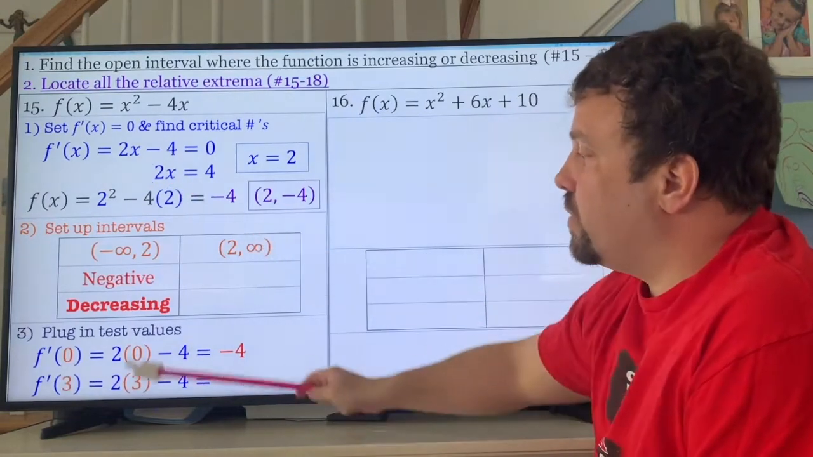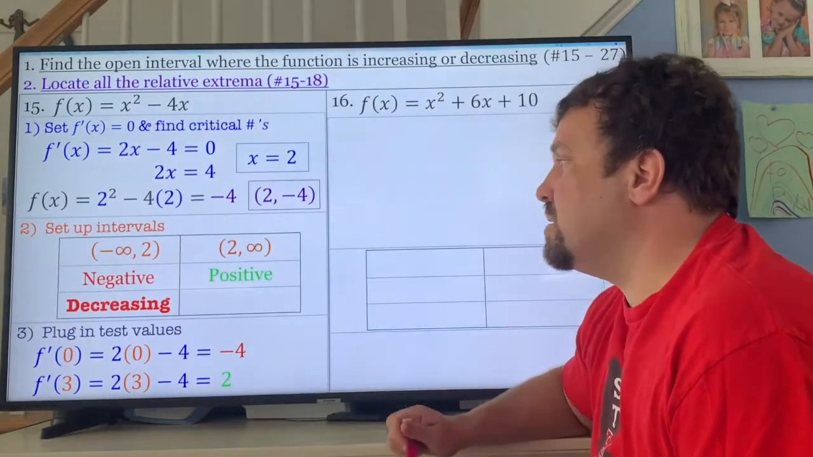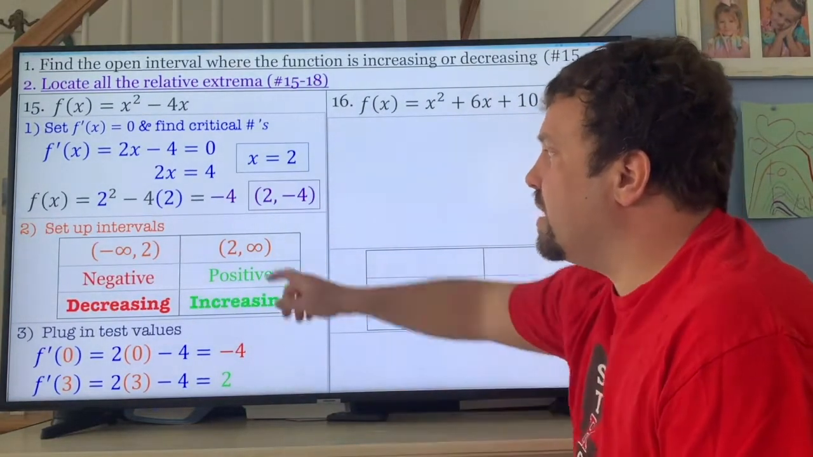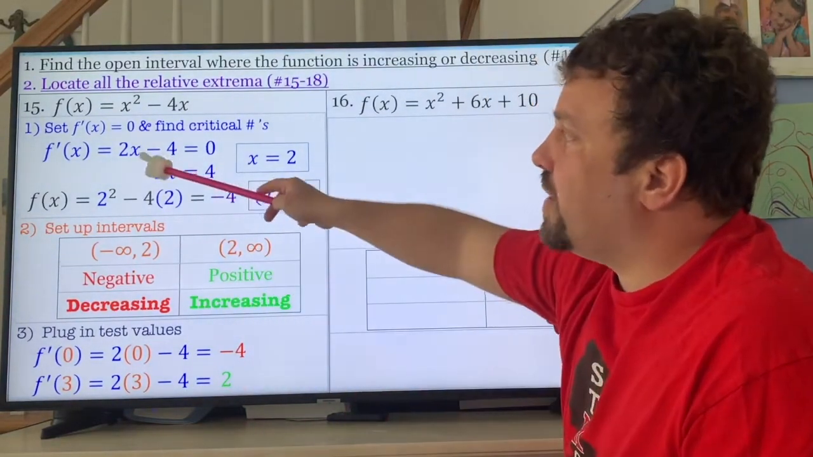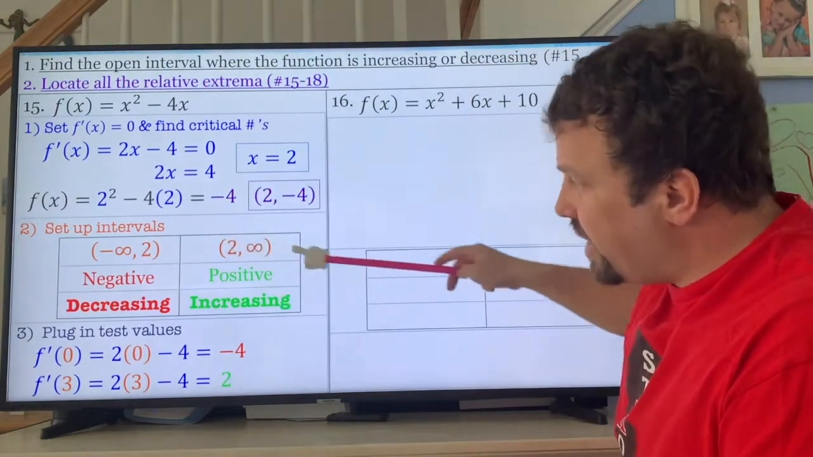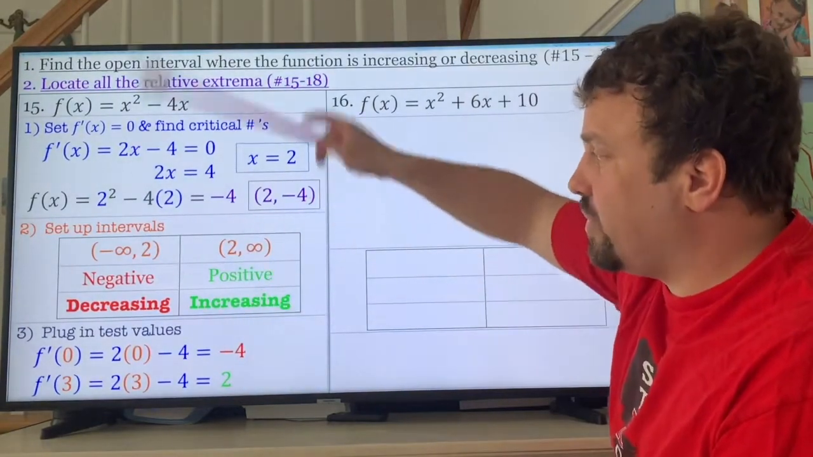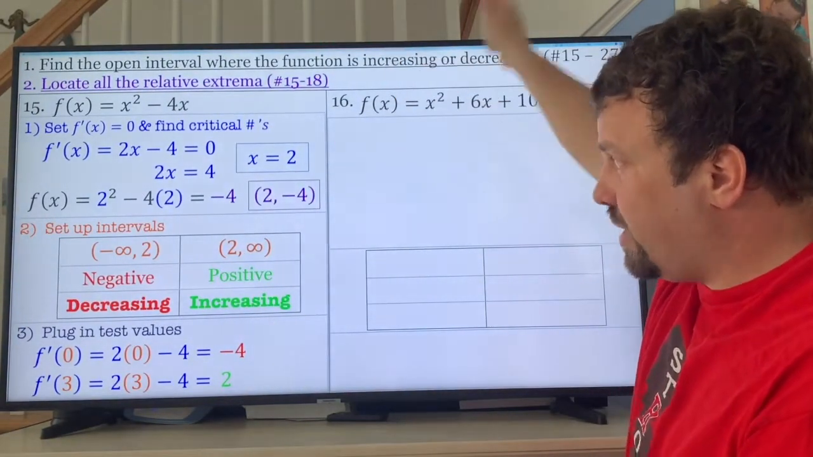2 times 3 minus 4. 6 minus 4 is 2. 2 is a positive number. Positive numbers increase. If I picked a number like 5, 2 times 5 is 10. 10 minus 4 is 6. 6 is still positive. It's still increasing. Any number you pick between these two is going to be positive, making it increase. And this is actually a parabola. It goes down, hits this point, and goes back up.